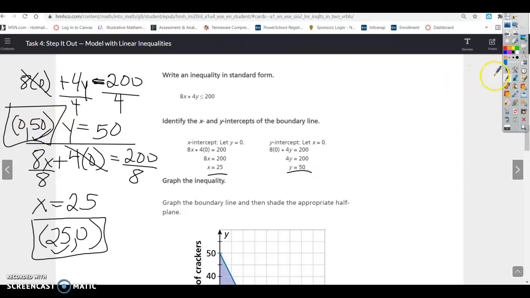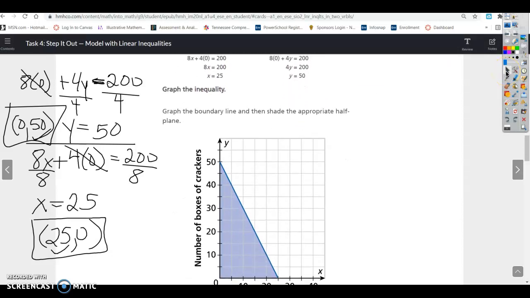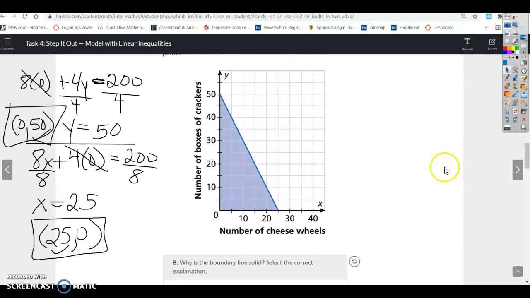Once you find the intercepts, the x and y intercept will be located on the x-axis and the y-axis. So that's an easy way to graph it when it's in standard form. You can see here they went to x, so 25, 0. So they put a point at 25, 0, and they put a point at 0, 50. Okay, and then they drew the line between that.